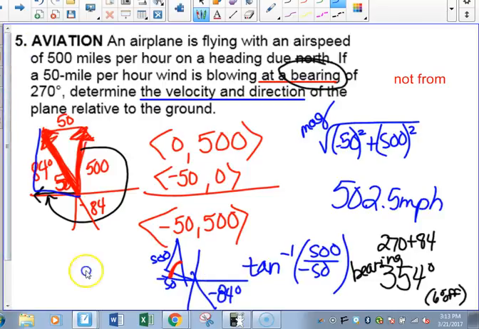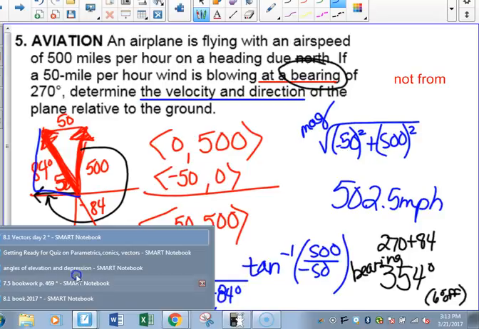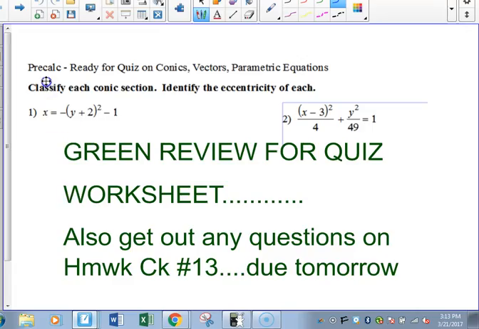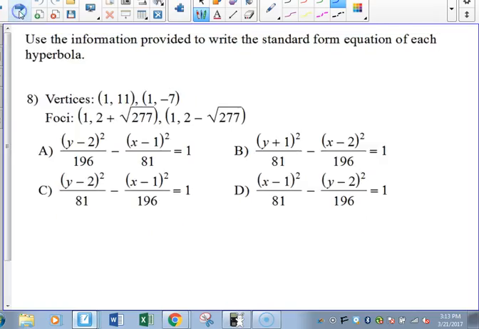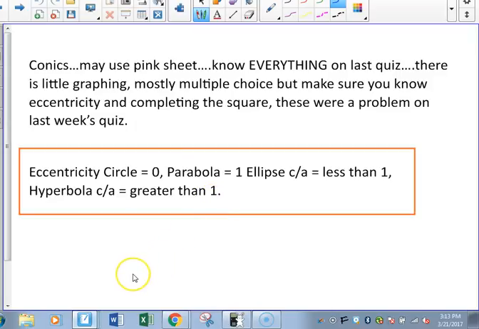All right, again, that's not on the quiz. I want to go to the green sheet for a couple minutes because on the back of the green sheet, it says some words. Okay. It's a little note to you from Ms. Hoffbauer. Dear favorite class ever of pre-calculus, there are conics on tomorrow's quiz. You may use the pink sheet, but you have to know everything from the last quiz, okay? There's maybe a little graphing. Actually, I don't think you have to draw an ellipse, a hyperbola, or a parabola.